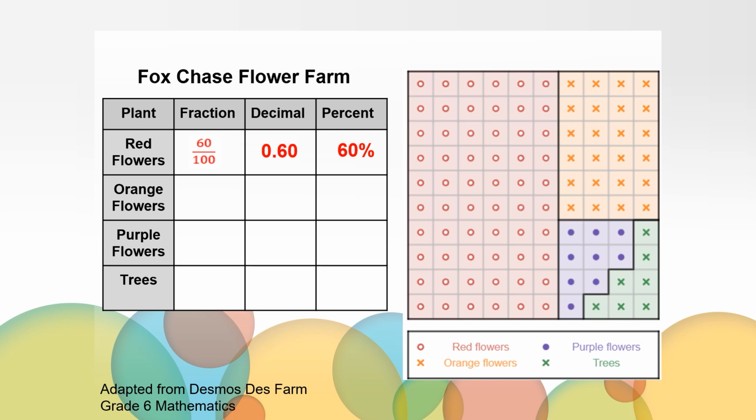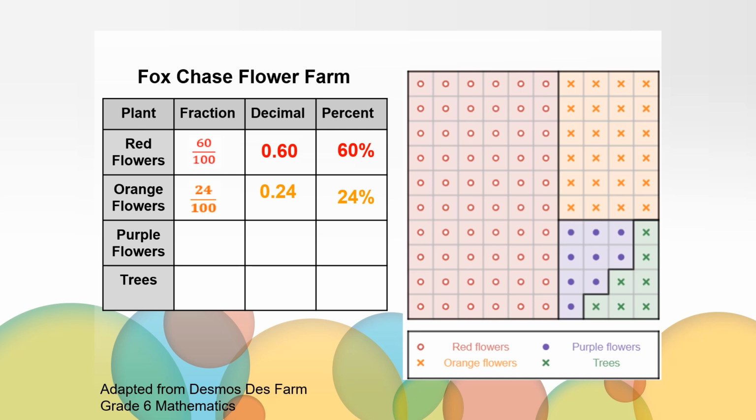I can see 24 squares or 24 hundredths of the plant farm is shaded in. I could name this as 24 over 100, 0.24, or 24%.